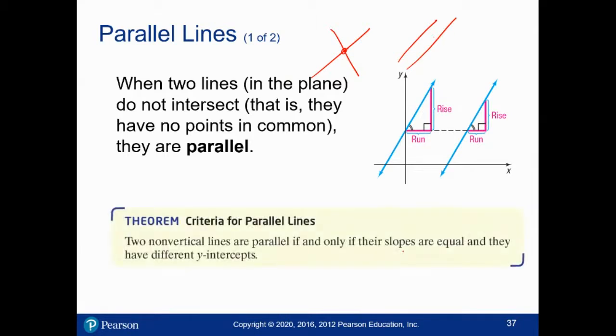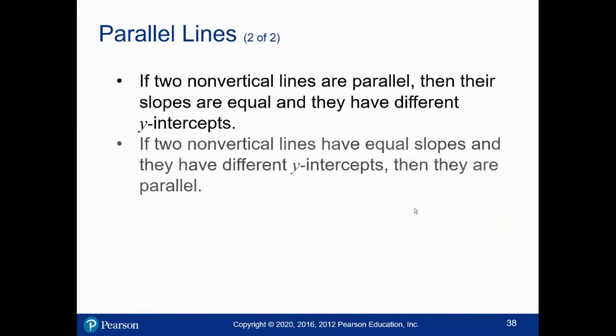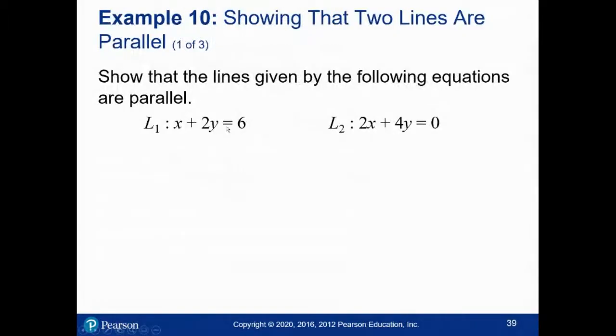Okay. It happens to be true that non-vertical lines are parallel if and only if their slopes are equal. According to the way this book says it, a line is not considered parallel to itself. It has to be a different line. So they have to have the same slope and not be this line, and therefore have different intercepts. Okay. So if two non-vertical lines are parallel, their slopes are equal. If two non-vertical lines have equal slope and they're not the same line because they have different intercepts, then they are parallel.